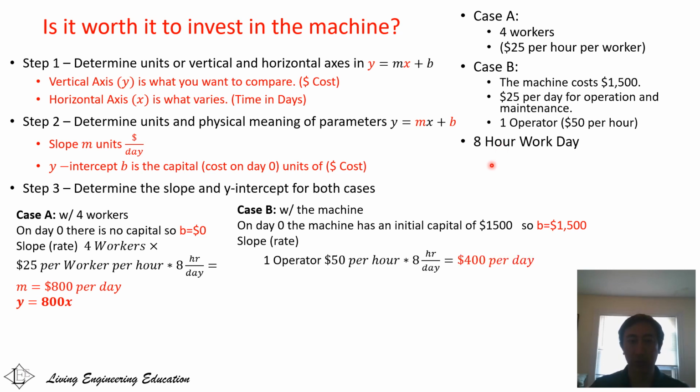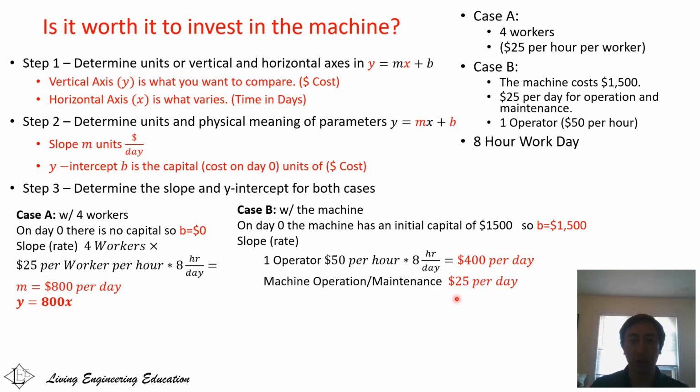So we'll first look at the operator. It's a single operator, so we can say $50 per hour times the 8 hours per day. I want to convert these to all be on a per day basis, so the units are consistent. That gives me $400 per day for this operator.